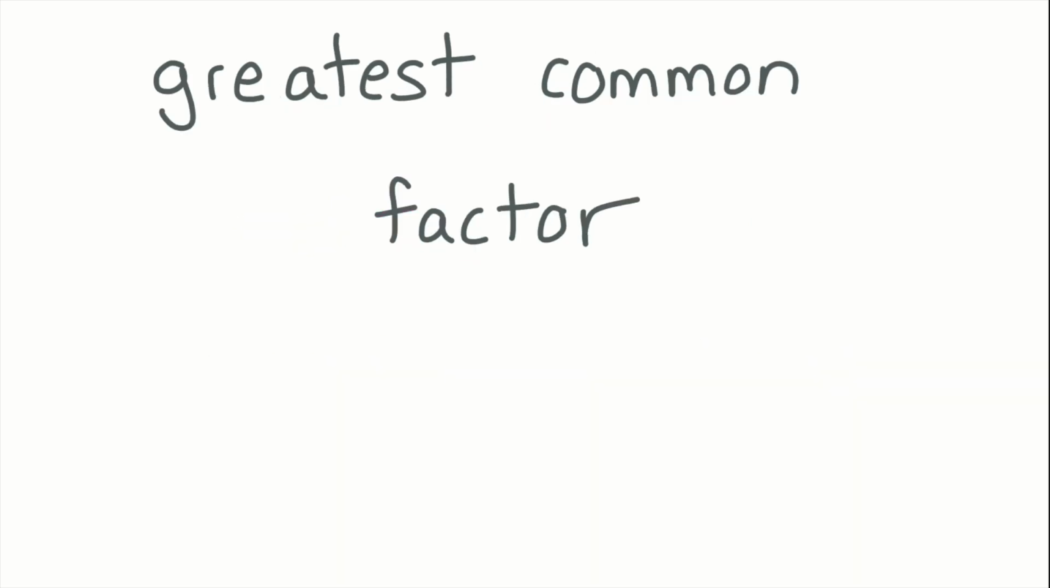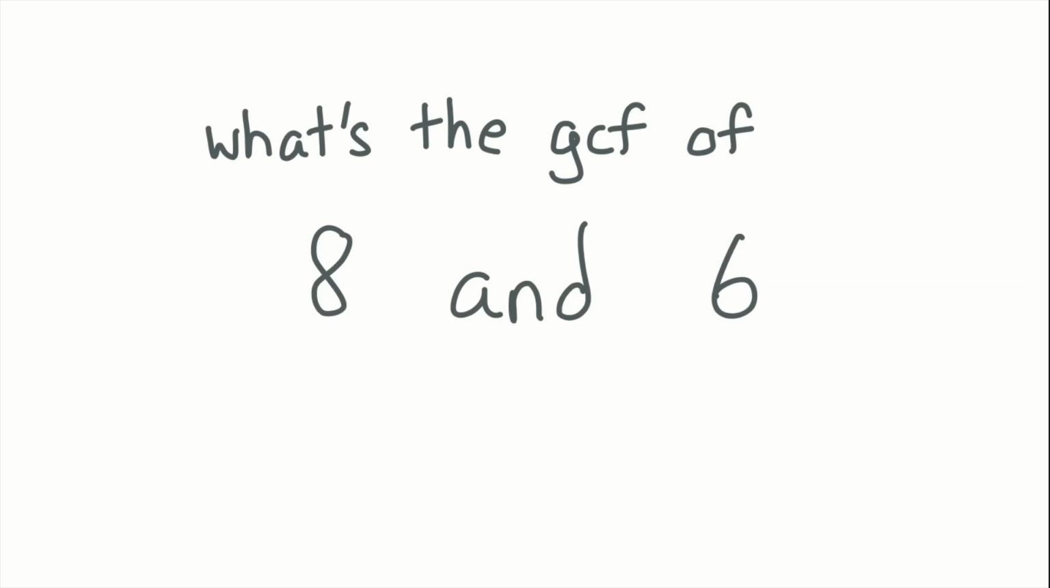So the greatest common factor of two numbers is the biggest number that divides both of them. As a really quick example, the greatest common factor of 8 and 6 is 2, because 8 is divisible by 2 and 6 is divisible by 2, and there's no number bigger than 2 that 8 and 6 are both divisible by.